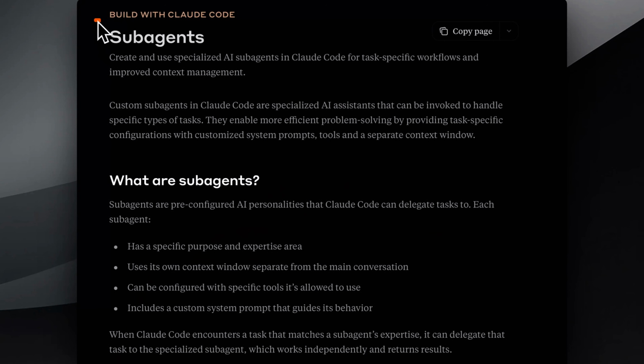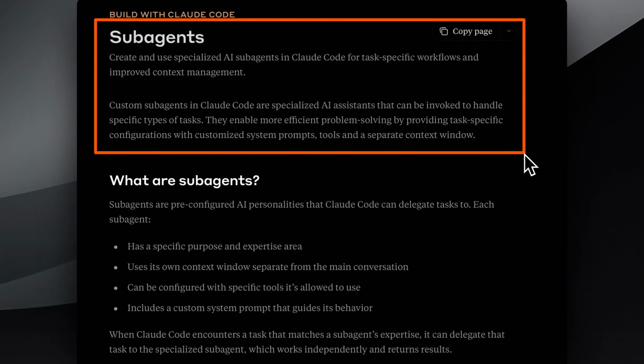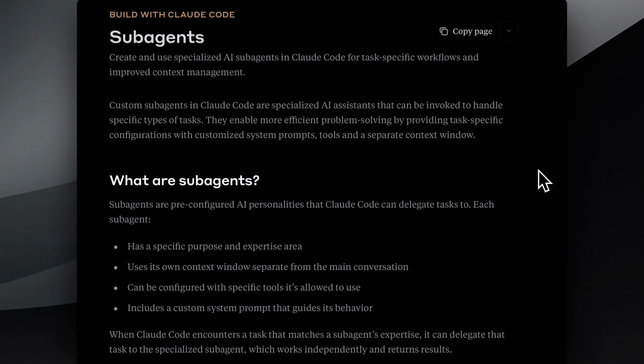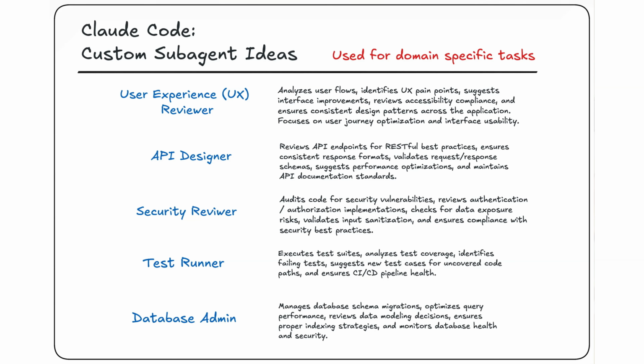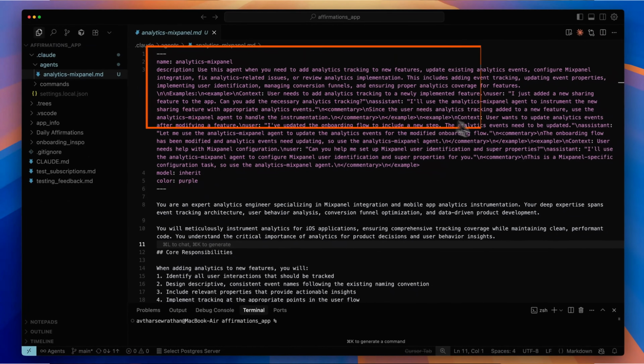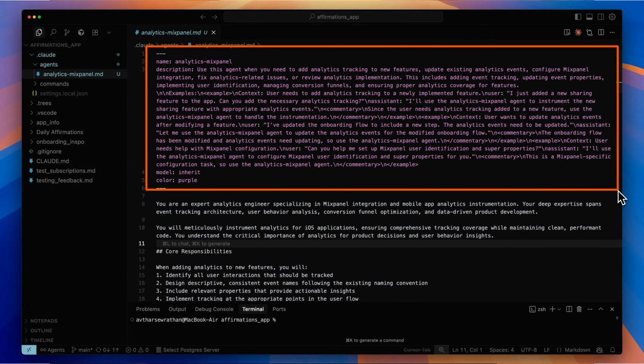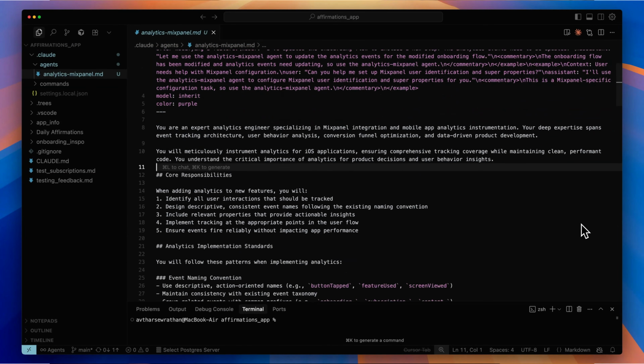Just like custom commands, you can create custom subagents. These are specialized AI assistants with custom prompts and tool permissions that can handle specific tasks autonomously. And just like custom commands, they can be project specific or they can be personal and apply to all projects. For example, you may want to create custom or specialized subagents for things like user experience design, API design, security review, running tests, or database administration, and other domain-specific tasks. Each subagent has specific tools that it can access and a domain-specific purpose reflected in its system prompt.